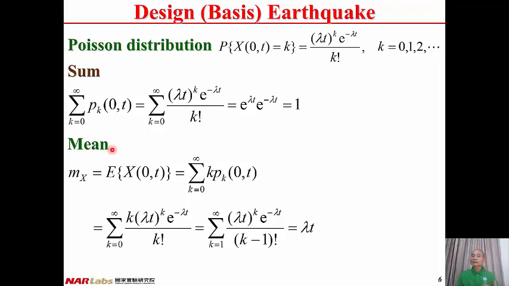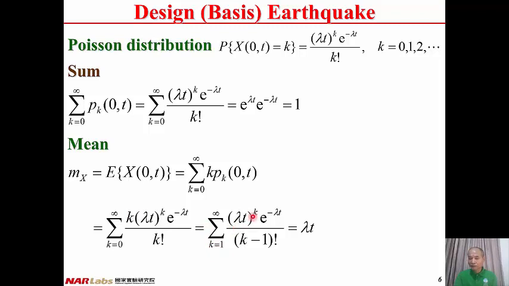Then we have to check the mean of X. Therefore, mean of X equal to expectation of X equal to summation from K equal to 0 to infinity, K times the probability of X equal to K. Therefore, we have summation from K equal to 0 to infinity, K times (lambda T)^K, multiplied by exponential minus lambda T, divided by K factorial. When K equal to 0, the term vanishes. Therefore, we start the summation from K equal to 1.